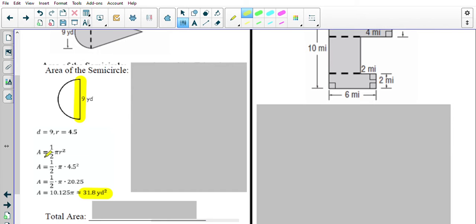Don't forget the 1/2 in the formula. It's very easy to forget that. I know I've done it before. Students do it pretty frequently. Since it's a half circle, don't forget that 1/2.